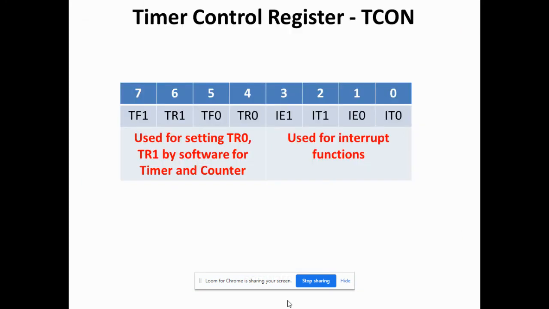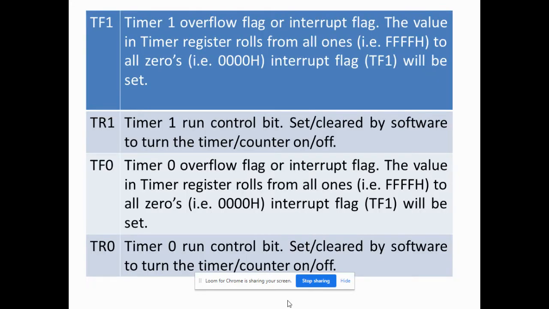The next register is timer control register, TCON register. This is also an 8-bit register where lower 4 bits are used for interrupt functions and upper 4 bits are used for timers. Here TF1 bit is the timer 1 overflow flag or interrupt flag bit. The value in timer registers rolls from all ones, that is FFFFH, to all zeros, that is 0000H. Then interrupt flag TF1 will be set.